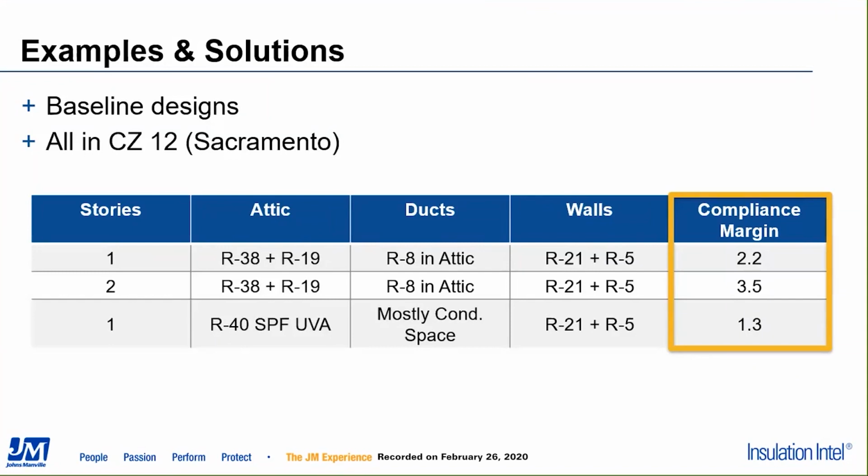And one of the first things I think everybody should notice is that just from these example baseline prescriptive designs, they're already a little bit better than the code, right? So if we just designed our houses to meet these examples, at least in Sacramento, we're going to be in good shape. We're going to be code compliant already.